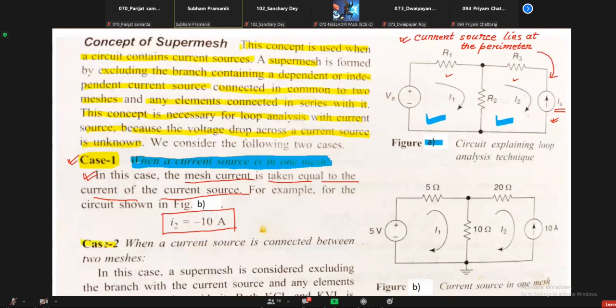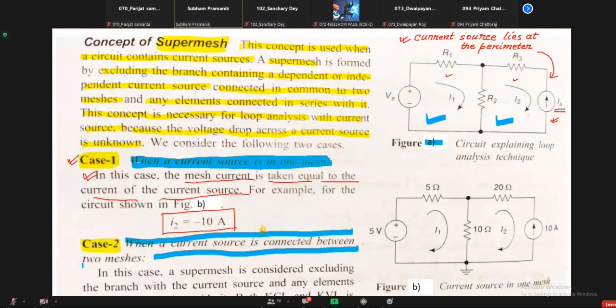Case 2. What does case 2 say? Case 2 is actually moving into the depth of this concept, what Supermesh was saying. When a current source is connected between two meshes, how will you solve the circuit? This picture is not present in this slide. I shall show you a different slide, but just go through what has been written.